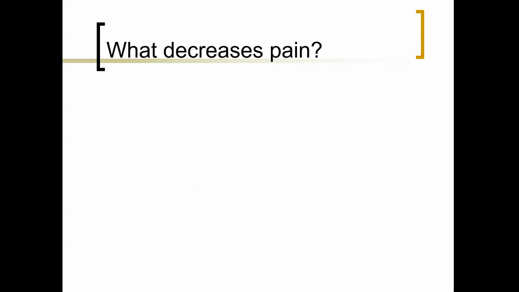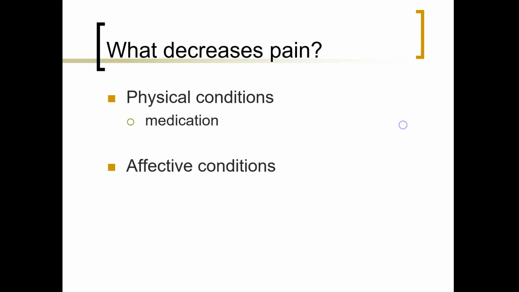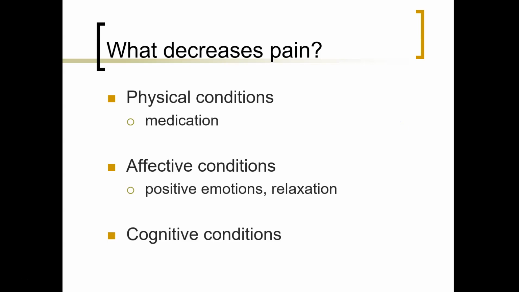What decreases pain? When we look at physical conditions, one of the most common is, of course, medication. And we can talk about some other things too, like yoga or physical therapy, stretching, that might decrease pain and other things too. We're not going to focus on that too much here. The affective conditions that can decrease pain would be things like positive emotions and relaxation. And then cognitive conditions would be distraction and involvement in life.